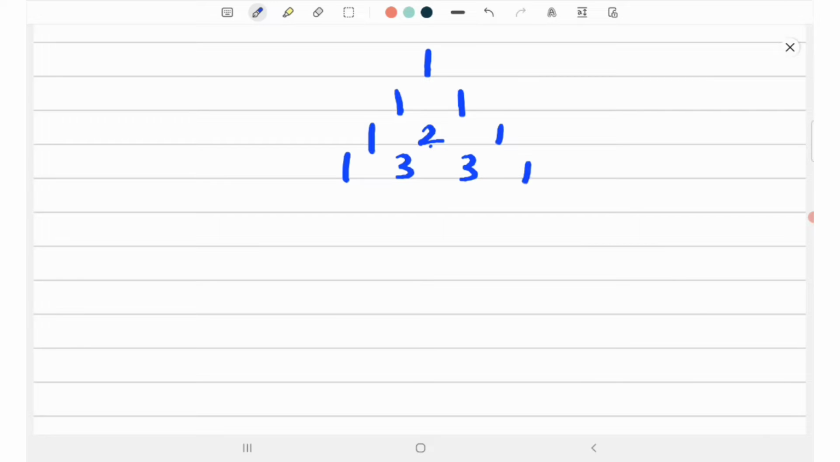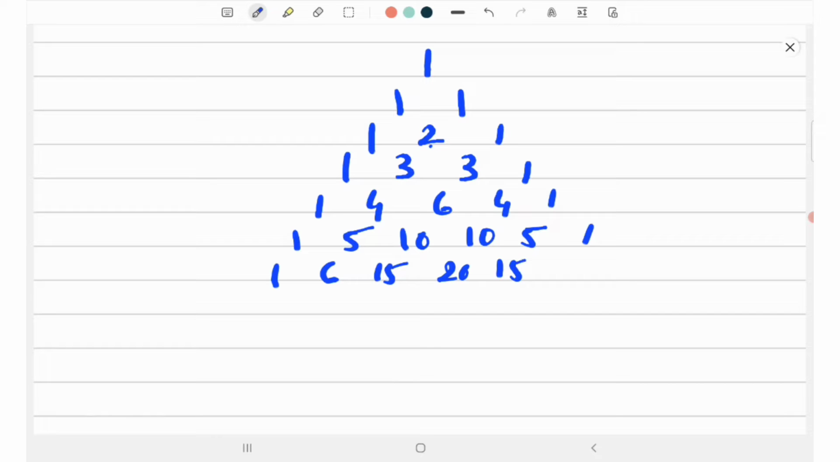Then again 1. 1, 3 plus 1, 4, 3 plus 3, 6, 3 plus 1, 4, 1, 1, 5, 10, 10, 5, 1. I am sure you can make sense of it now. 6, 15, 20, 15, 6 and 1, and so on and so forth. You can keep going on and on, and this is how we can actually write this.